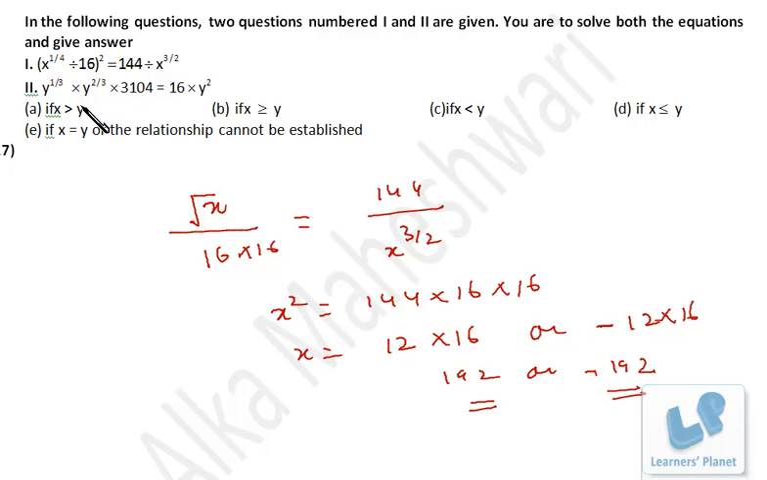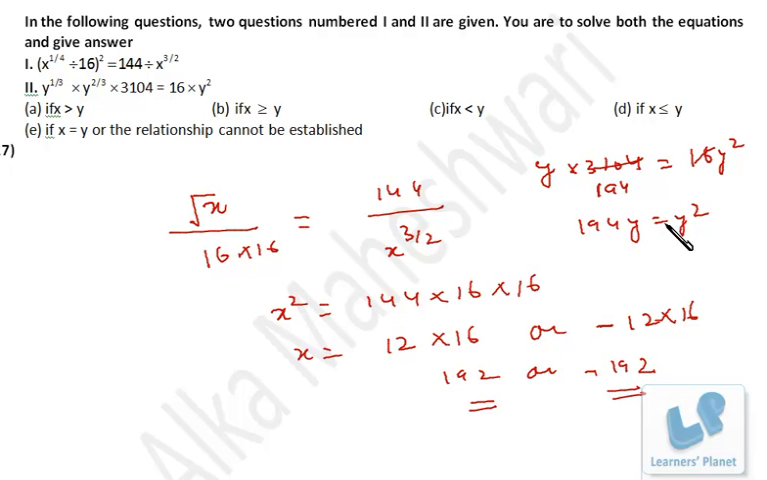Now we have to find out the value of y. So it's y raised to 1 by 3 and 2 by 3. That means precisely it's y. So I just solve it over here. Y into 3104 is equal to 16y square, right? So it's 194. So 194y is equal to y square.